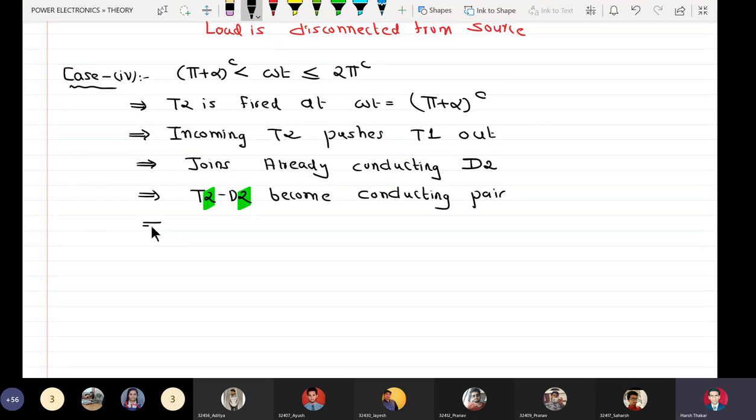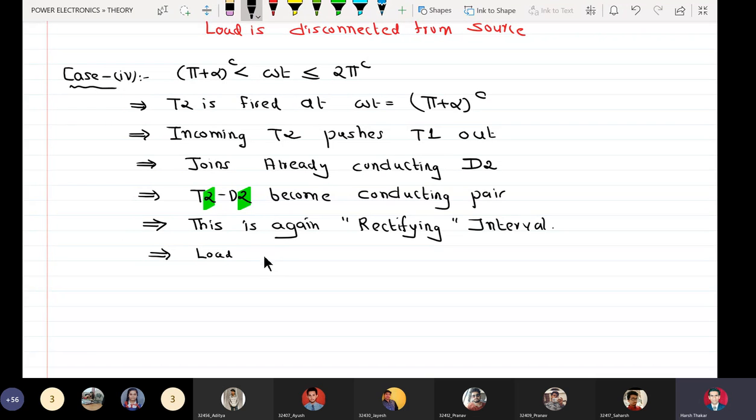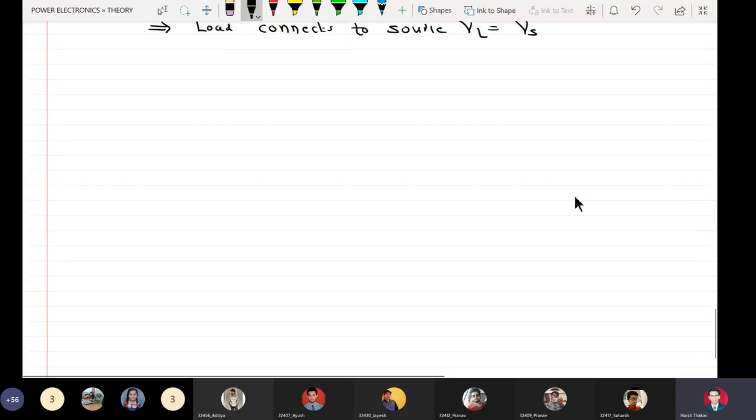That is why we say this is the rectifying interval. Okay, this is again rectifying interval, and here load connects to the source, so VL is equal to Vs. Okay, summary is like this.